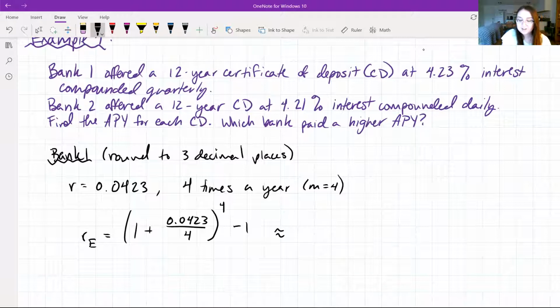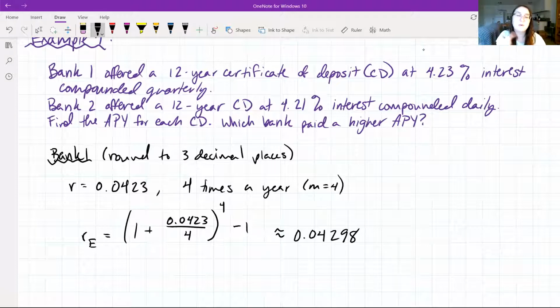So I highly suggest you calculate this value on your own, and if you do, you should end up getting 0.04298. And when we say we want to round to 3 decimal places, we want to round to 3 decimal places when it's in percentage form. So when we rewrite this, we would say 4.298%. So our effective rate in this case is 4.298% instead of our 4.23%. So now I found our APY for Bank 1.